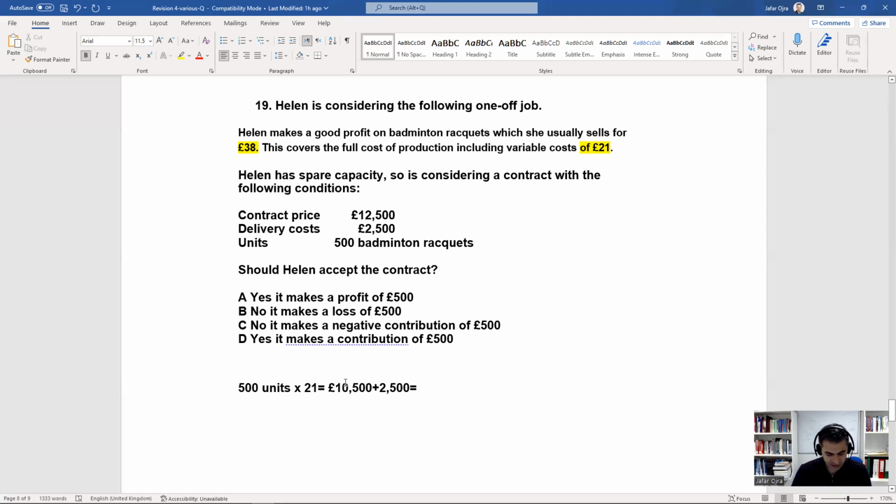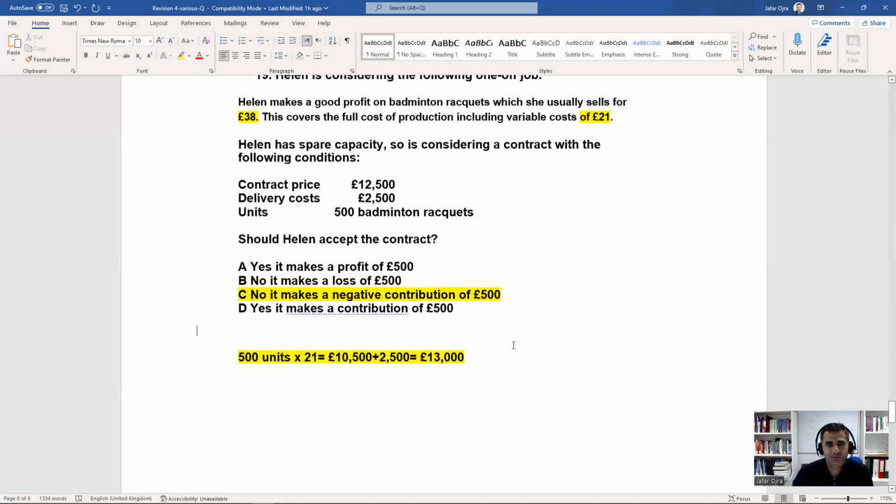10,500 plus 2,500, that's 13,000, isn't it? In this case 13,000, and they only offer 12,500. So basically, Helen will make a loss of £500, isn't it? This is a contribution loss, a negative contribution of 500. So should she accept? No, it makes a negative contribution of 500, because we're talking about the variable cost.